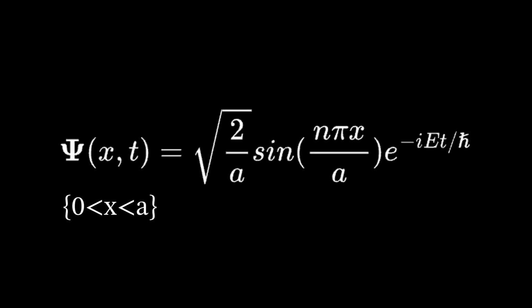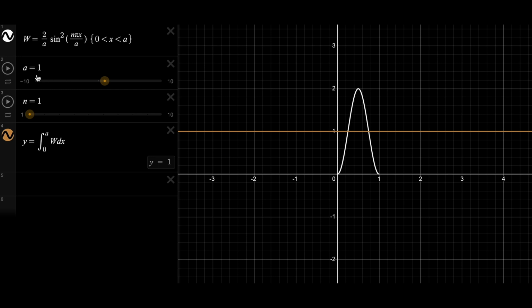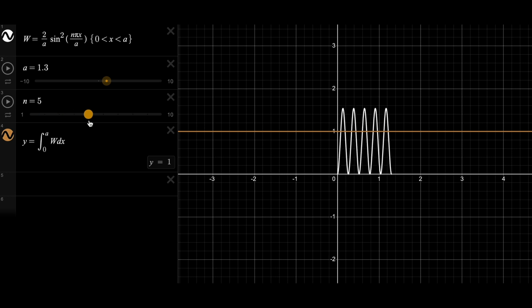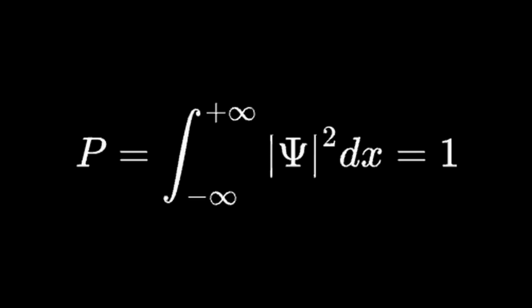The factor is actually called a normalization, and it makes sure that the area under the curve is 1 at all times. Graphing this modulus squared as W, we find that the area under the curve is always 1. The area under the curve, or the integral, is the orange line. No matter what we do, say if we change the value of a or we change N, the area under the curve is always equal to 1. We say that the wave function of the particle is normalized.